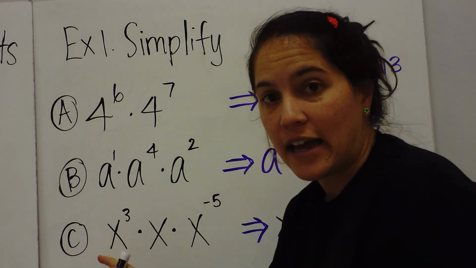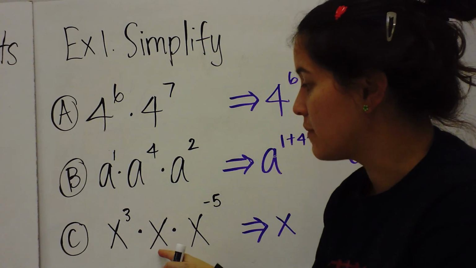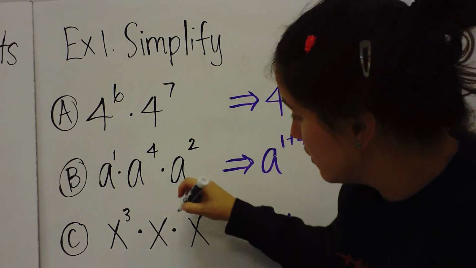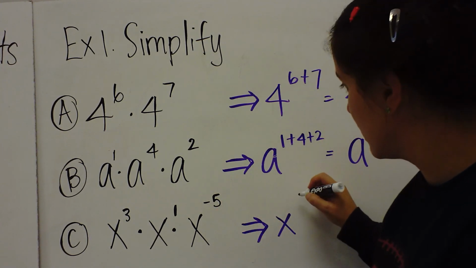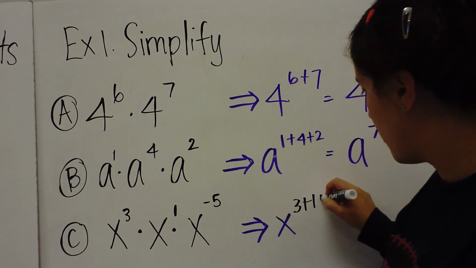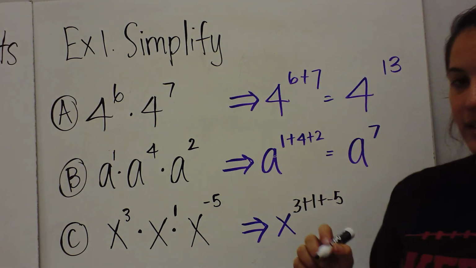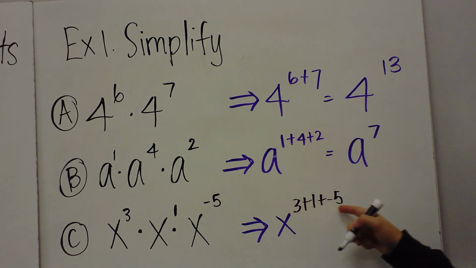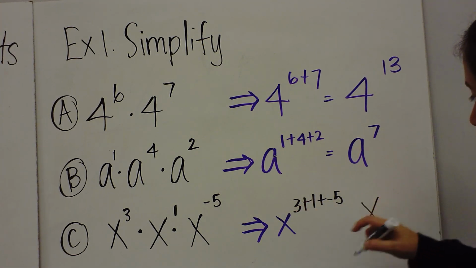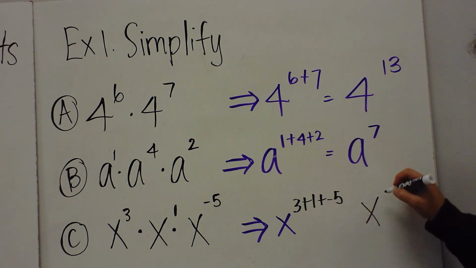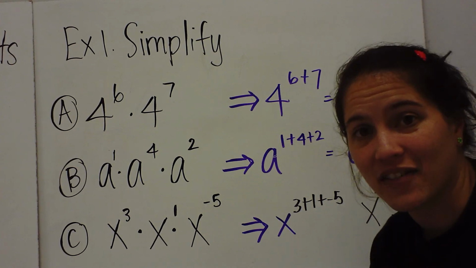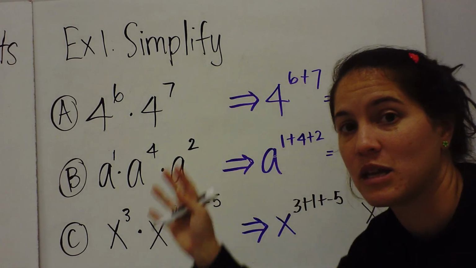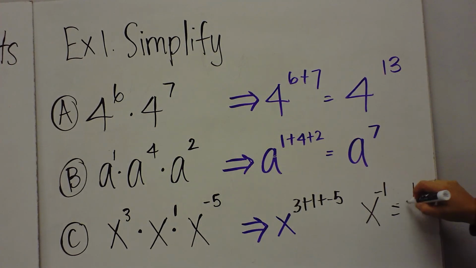And then C is x to the 3rd times x to the 1st power and x to the negative 5th. So I'm going to add 3 plus 1 plus negative 5. I have to add my exponent, and I get x to the negative 1st power. But remember, we can't have a negative exponent, so what do we do? I move that to the bottom, and I get 1 over x.